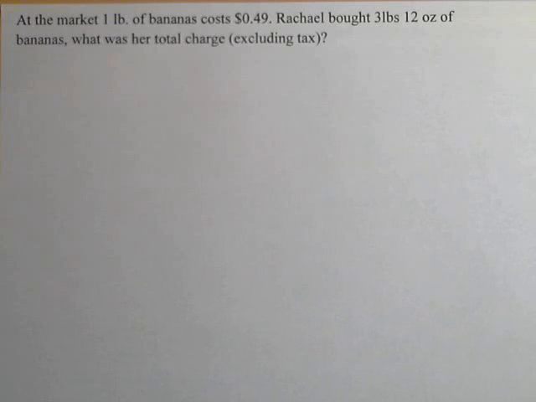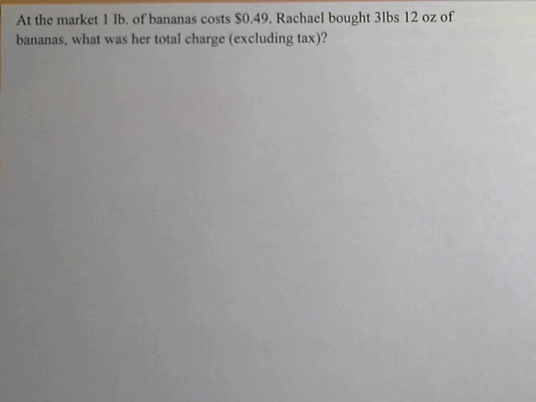In this problem, we're going to do a proportional reasoning problem that involves using a price per pound of a food item. At the market, 1 pound of bananas cost 49 cents. Rachel bought 3 pounds 12 ounces of bananas. What was her total charge before tax?